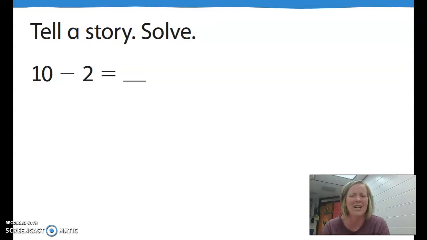We're going to start by telling a story to solve. I want you to go find someone in your house and you're going to tell them a subtraction story using 10 take away 2.